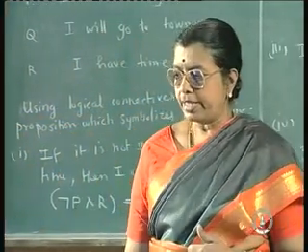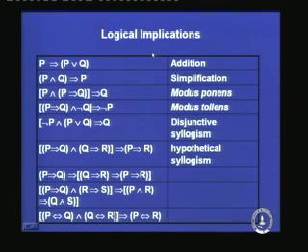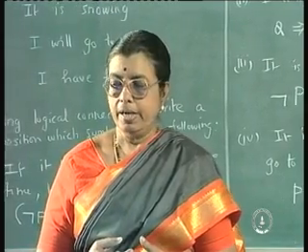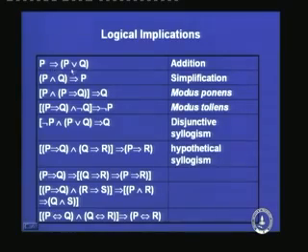Let us consider some more logical identities. They are all tautologies involving implications, and later on we shall see that they are also called rules of inference. So these are the logical implications which are tautologies. Addition. P implies P or Q. When you have P, by adding something the value is not altered. So from P you can conclude P or Q. If you look at it as a rule of inference, from P you will be able to conclude P or Q.